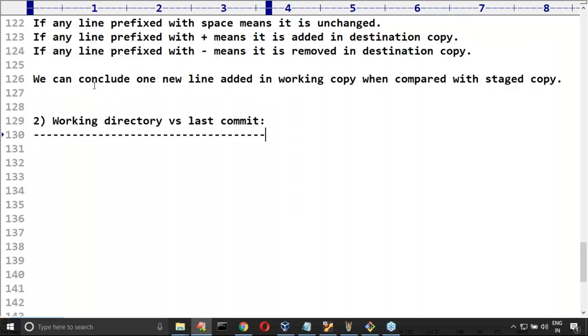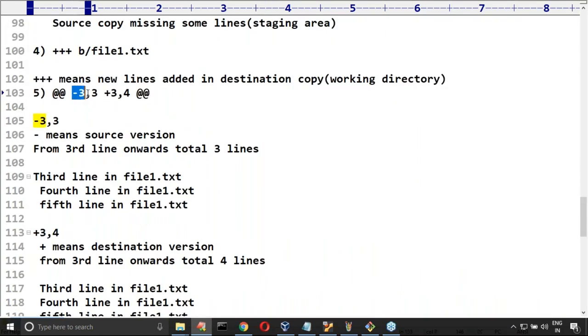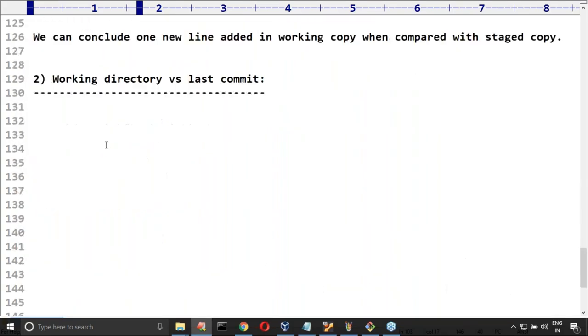Again I'm telling you, don't give that much importance to these numbers. They vary from comparison to comparison. I covered these things just for basic idea's sake. While considering the next examples, you are definitely going to get much clarity about this. Now I have to compare the working directory versus the last commit.